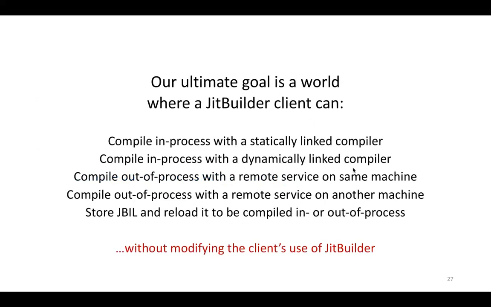So the ultimate goal here is a world where a JitBuilder client, even an existing one, can compile either in process or out of process with a statically linked compiler, a dynamically linked compiler, a remote service on the same machine, a remote service on another machine, and also be able to store these JitBuilder compiles and reload them to be compiled either in or out of process. And all that without modifying the client's use of JitBuilder. So I'm trying to make this transparent to the client implementation that's built on top of the JitBuilder API. It becomes basically a set of different implementations of the JitBuilder API.